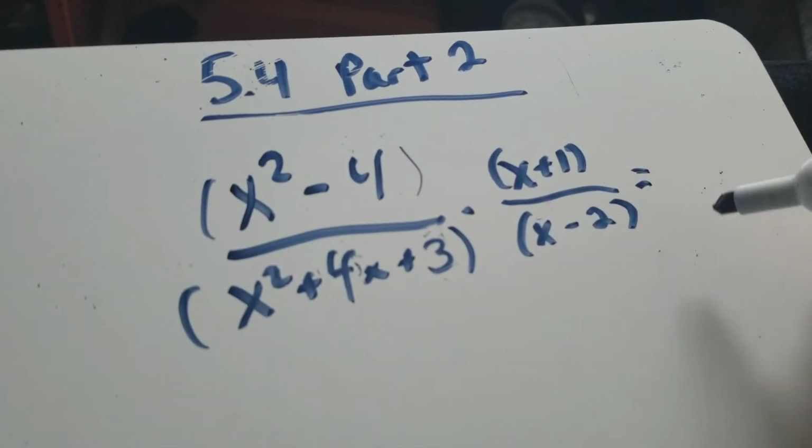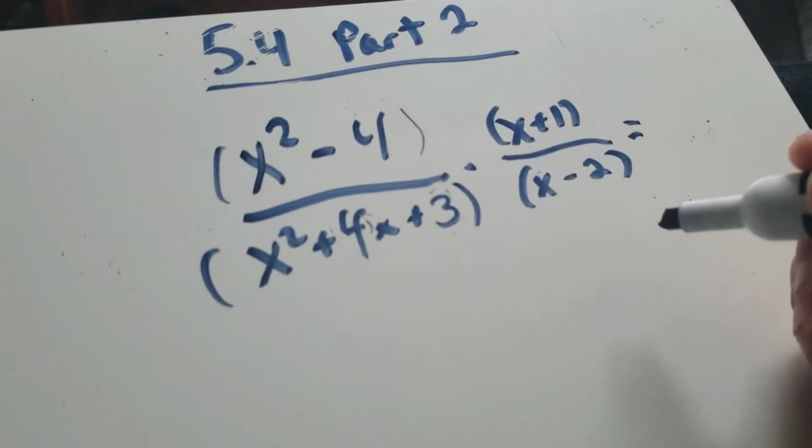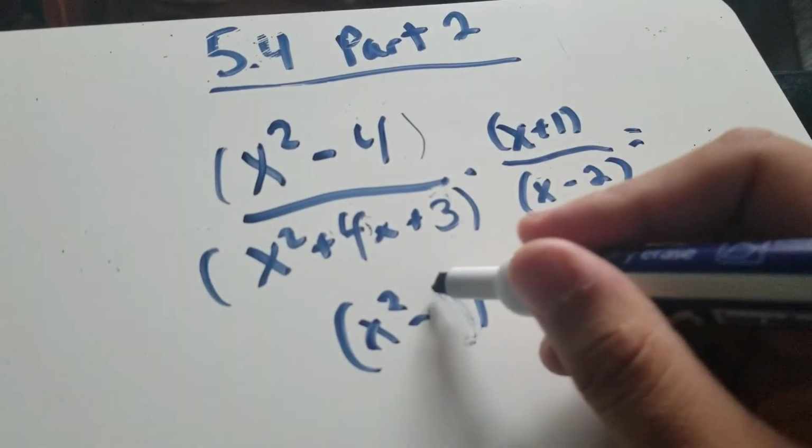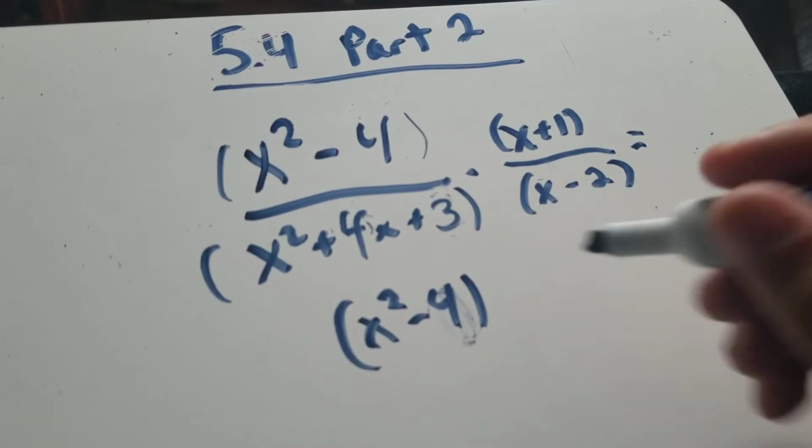All right, so first thing I'm going to do is multiply it straight through. So I got x squared minus 4. And what's really nice about multiplying this straight through is I just literally put them next to each other.